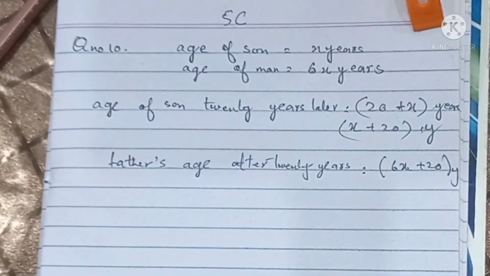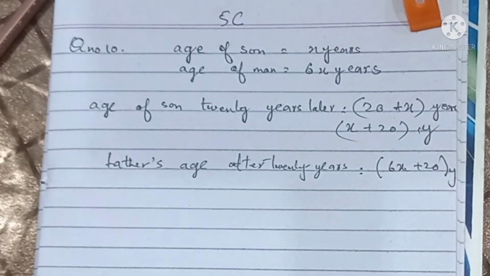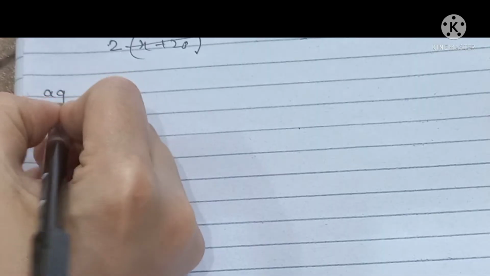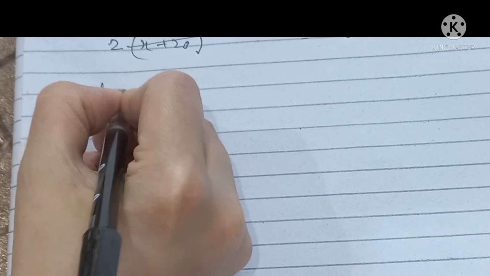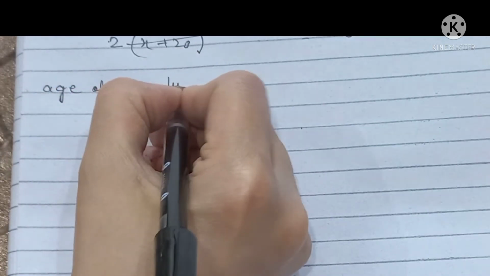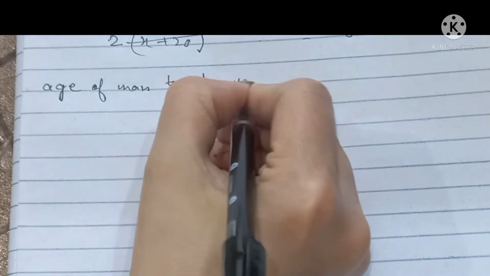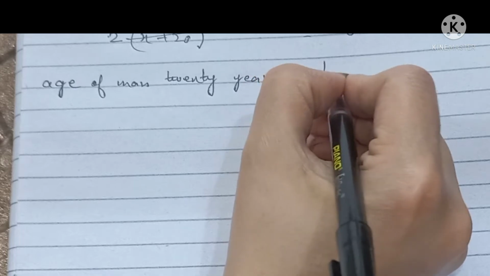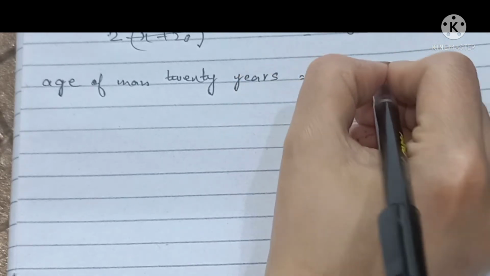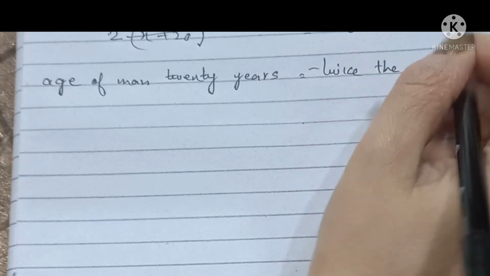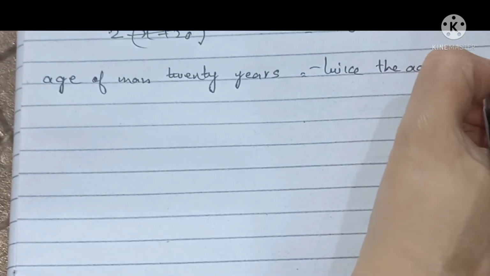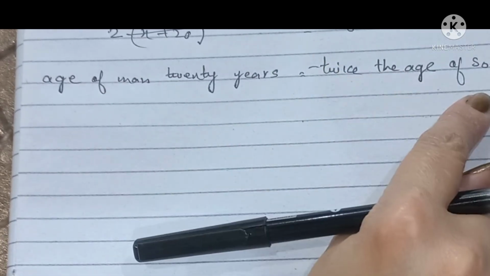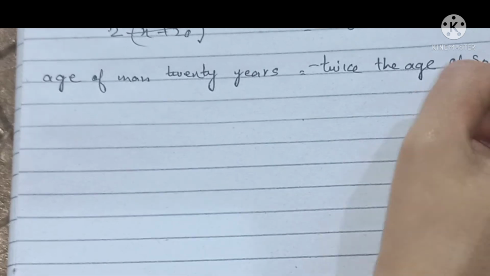So how will we solve it? Age of man 20 years later and age of son 20 years later. Now we will put the expressions here. This is for age of man 20 years later, which is equal to twice the age of son. After 20 years, this man's age will be twice the age of son.